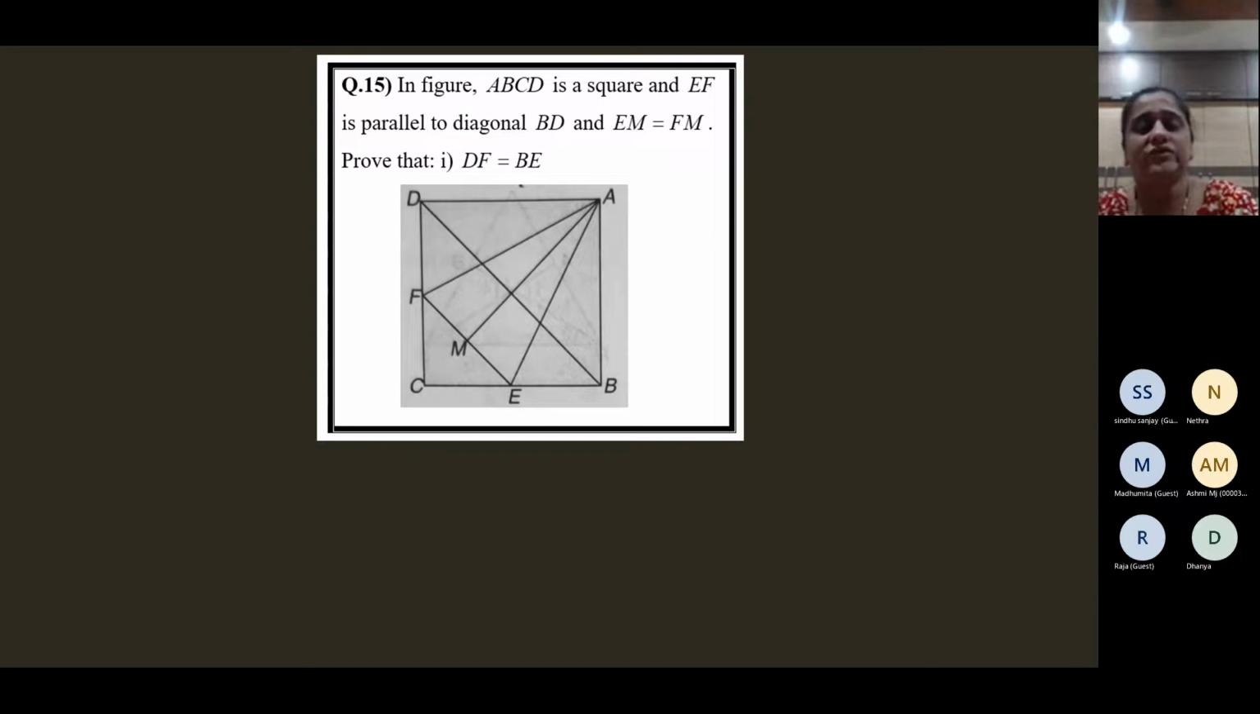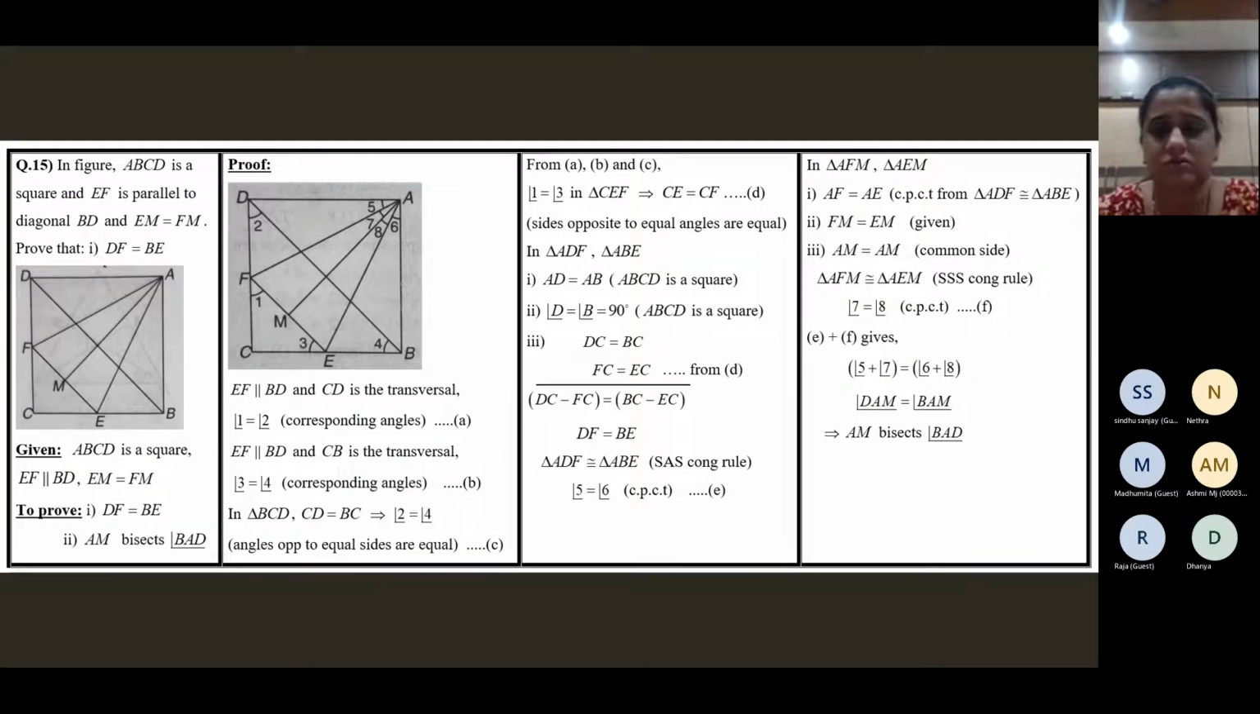Yeah. So here in the figure, ABCD is a square. And EF is a line segment. EF is parallel to the diagonal BD. And EM is equal to FM. As you read, you must see that part in the figure. ABCD is a square. EF is parallel to BD. And then EM is equal to FM. Okay, prove that. That's all. Only one we have to prove.